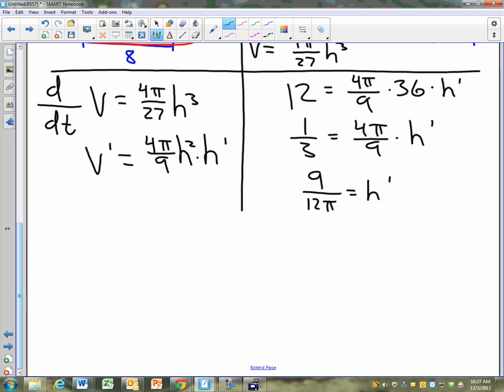9 over 12 pi can reduce to... what is your label? Very good. Let's look at what we're measuring. Okay, we're measuring height, correct? When you measure height, you measure it just, it's a single, one-dimensional measurement.